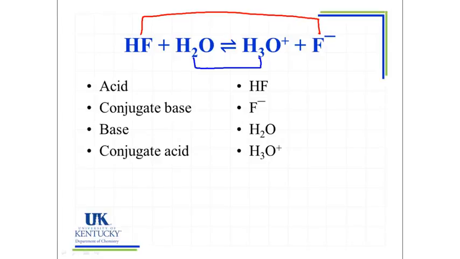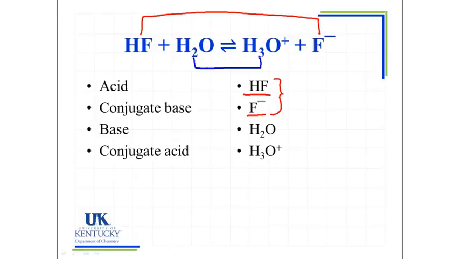I see that HF is donating a proton to something else. I'm not worried about where that proton is going. I just know that HF is donating a proton, and we form F minus. So HF is acting as an acid. F minus is now willing to accept a proton, so it's acting as a base. And because they differ from one another by a single proton, a single H plus ion, they make a conjugate acid-base pair. I can look at the same thing when I look at water.